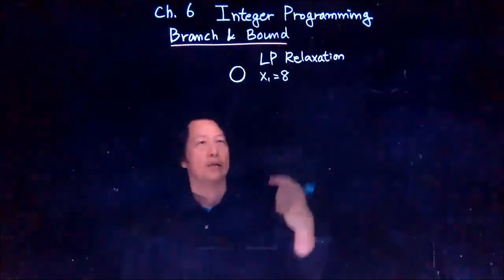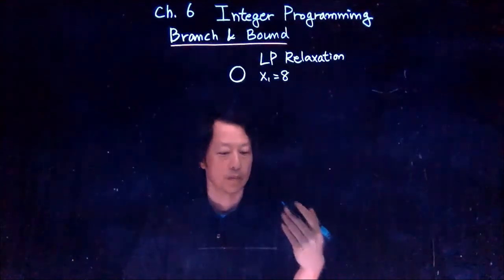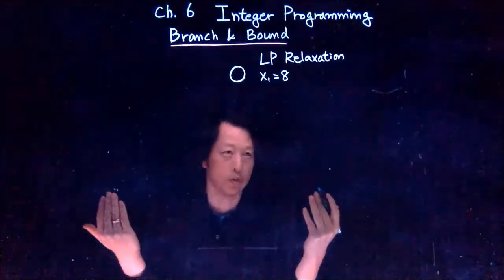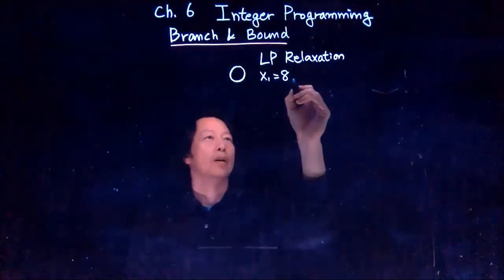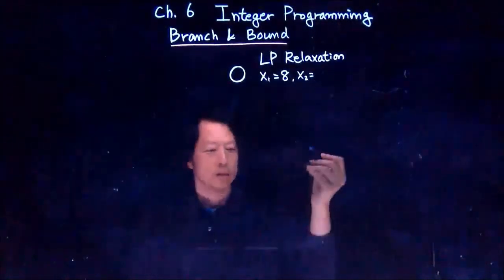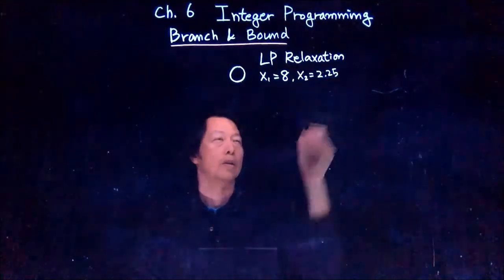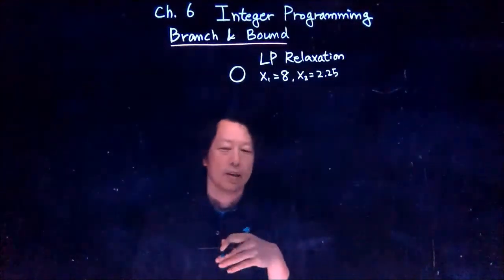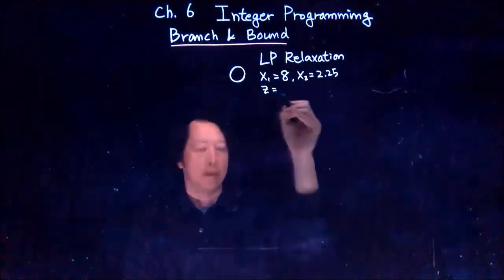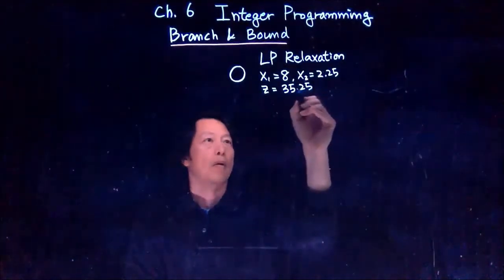If this answer, x1 and x2, the two variables, happen to be integers by coincidence, then we are happy. We got an optimal solution of our original IP. But as you can see here, our x1 is 8 and our x2 is 2.25, which is not an integer. So we cannot say this is our answer, but we will look at our objective function value, which is 35.25.